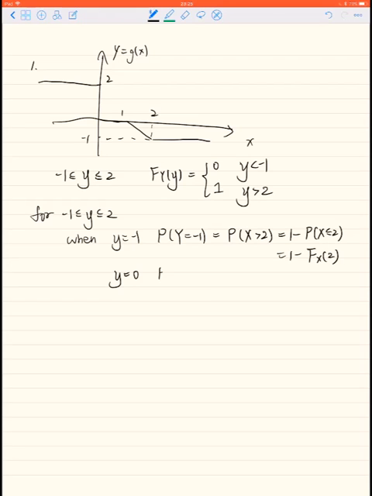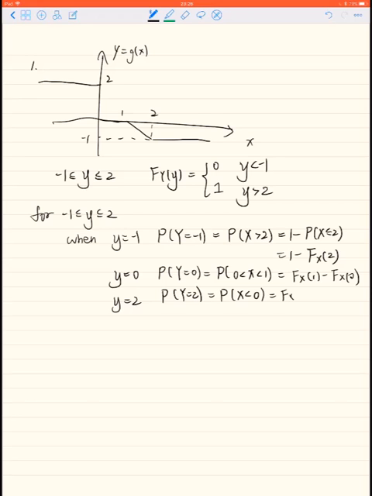And when y equals 0, the probability that y equals 0 should be the probability that x is ranging from 0 to 1, and should be F_X(1) minus F_X(0). And when y equals 2, the probability that y equals 2 actually equals the probability that x is less than 0, which should be F_X(0).